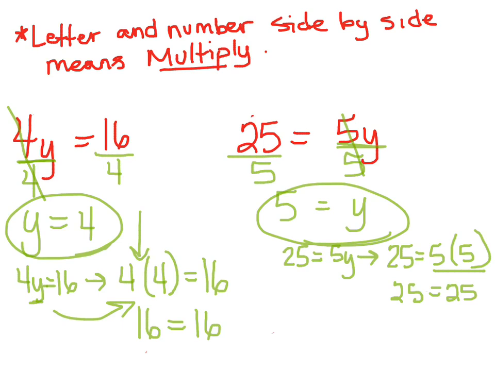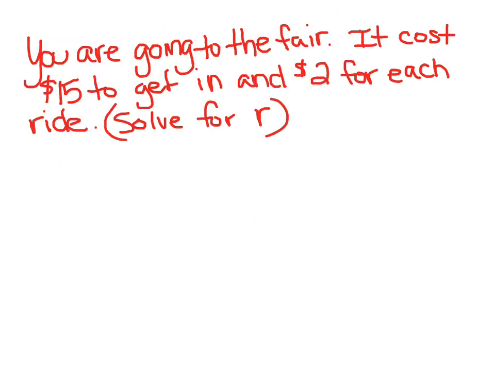Okay, so now let's look at how to write expressions. If we were to write an algebraic expression, you are going to the fair. It costs $15 to get in and $2 for each ride. So if we were to write that, we would say 2R, which means $2 for each ride, plus 15, plus $15 to get in.